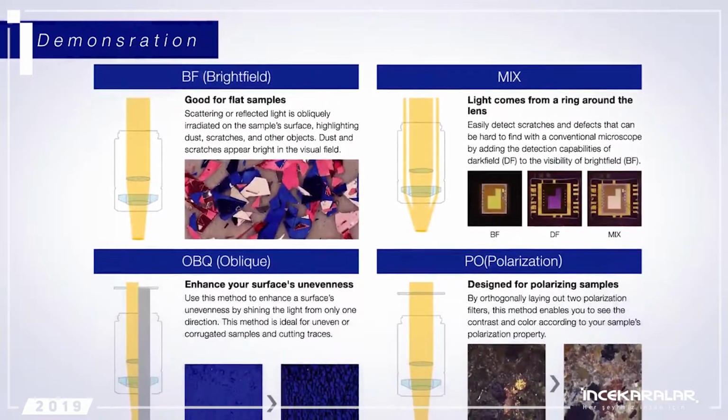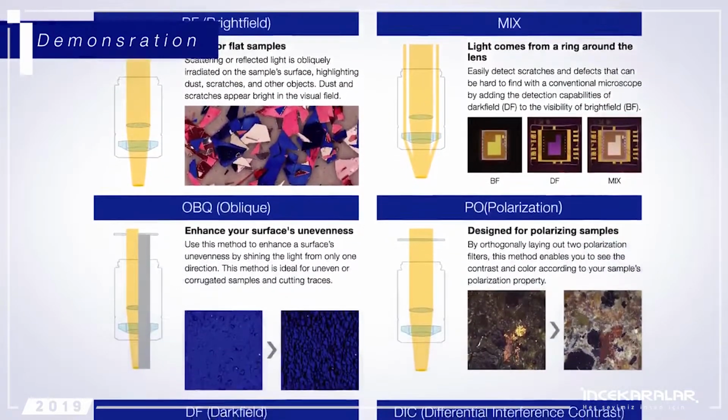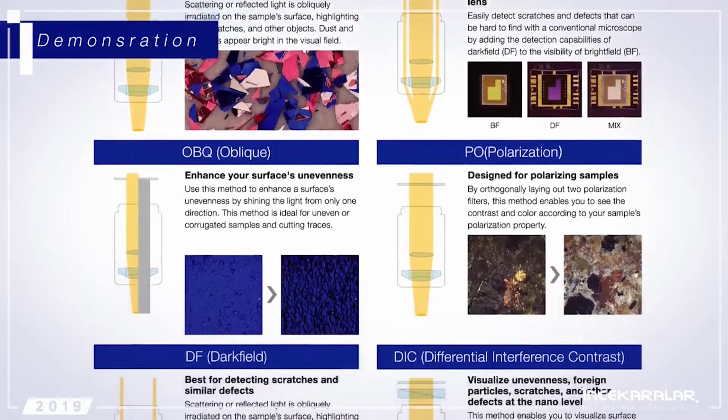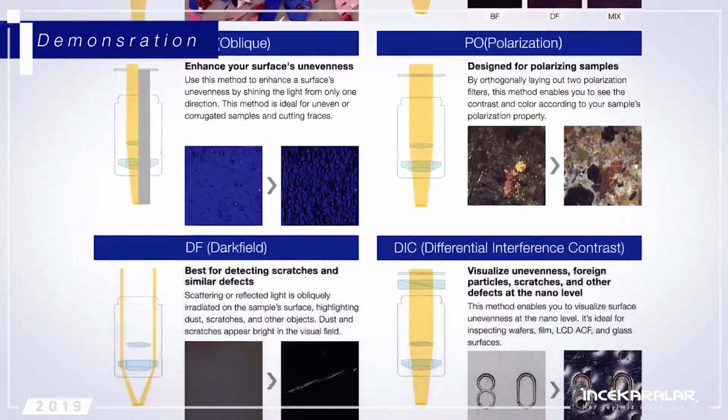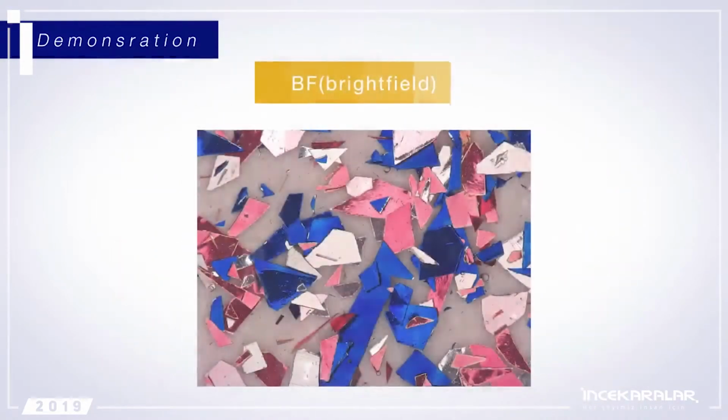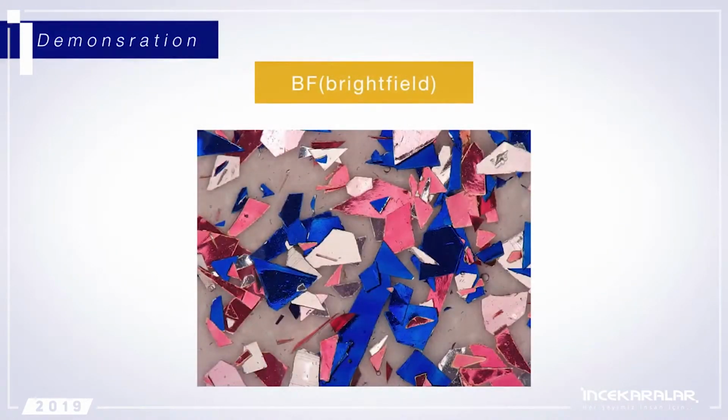As shown in this illustration, the DSX1000 has various illumination methods that make it easy to visualize your samples under different conditions. This is bright field observation, a common method that illuminates the sample from directly above. This method is suitable for observing the fine structure of a flat sample.